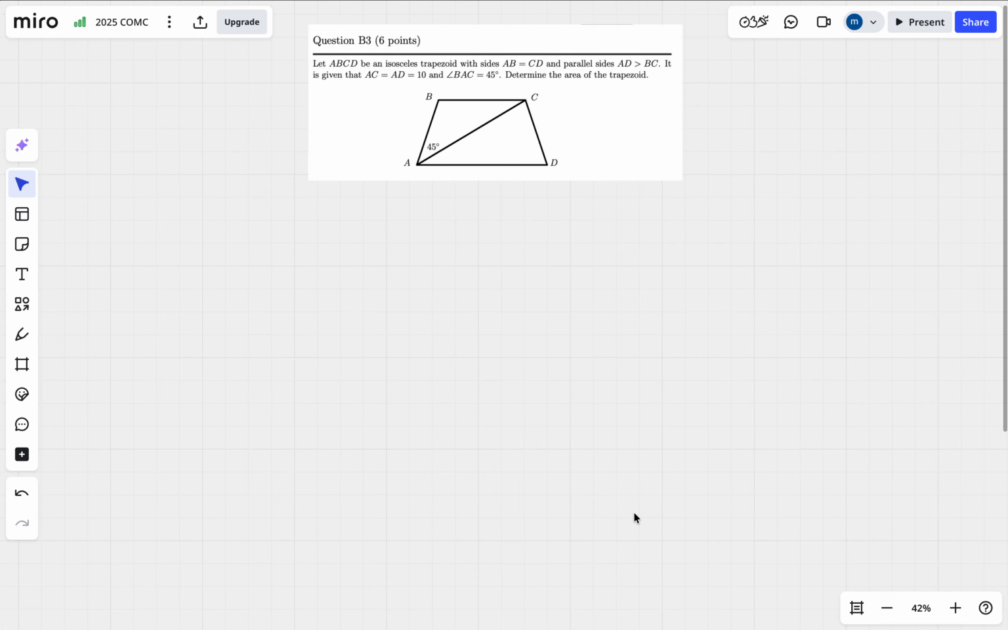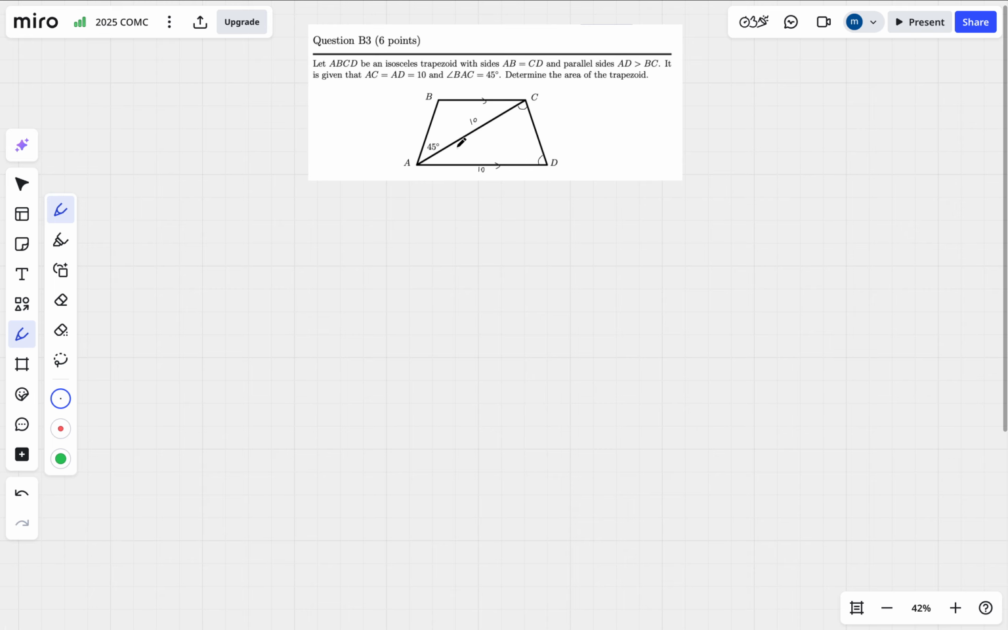Alright, question B3. Let ABCD be an isosceles trapezoid with sides AB equals CD and parallel sides, and we have some side and angle conditions. So first, we can annotate our diagram. This is 10, this is 10. So we know that these two angles are equal. And also, it's given that these are parallel.